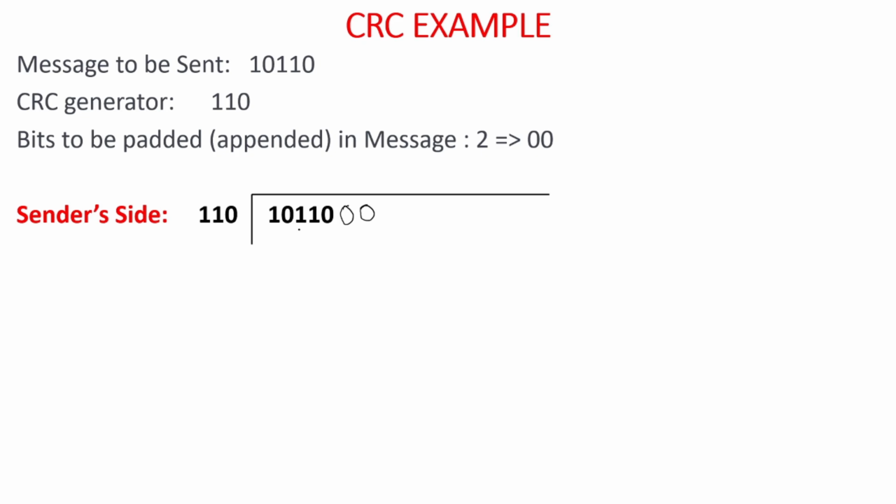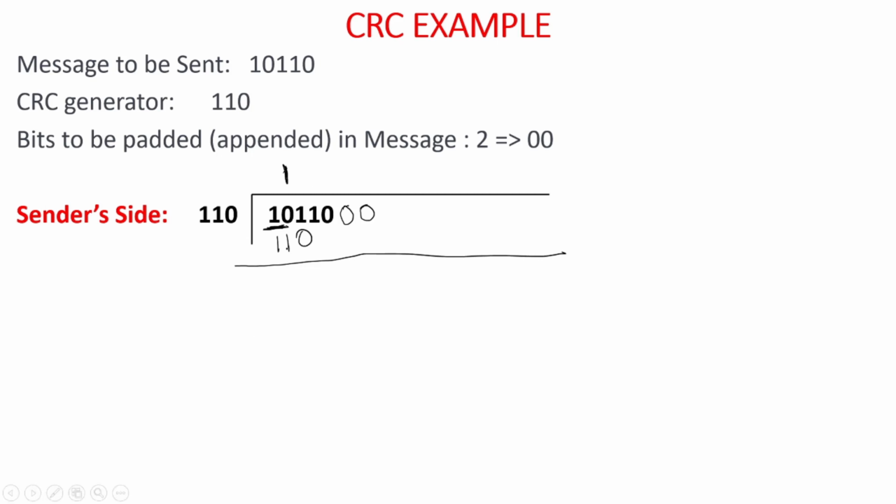Now we have to do the binary division over here. Since the first bit is 1, we take the CRC generator as it is, 1 1 0. Because the first bit is 1, we have to take whatever is there as the CRC generator as it is. So I have taken it as it is.